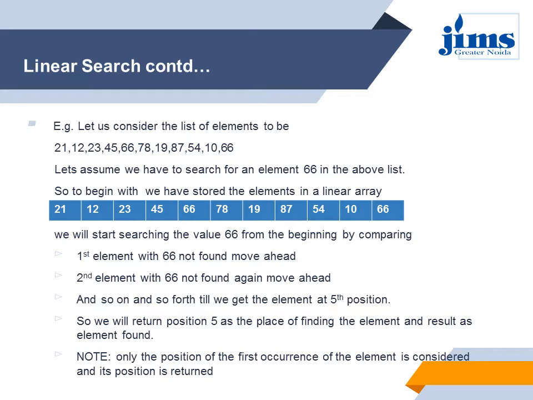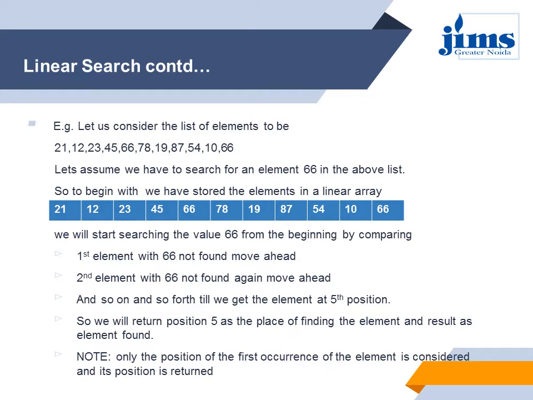Let's consider the list of elements through which we need to search to be this. This includes 21, 12, 23, 45, 66, 78, 19, 87, 54, 10 and 66. Now let us assume we want to search for the element 66 in the above list.